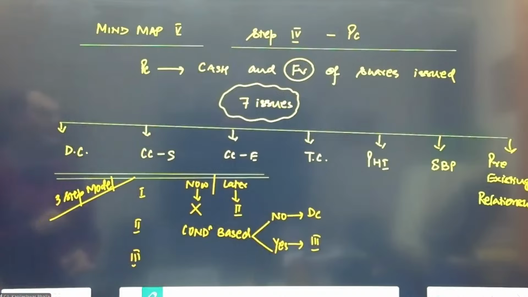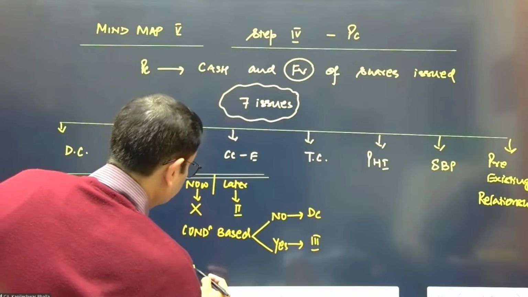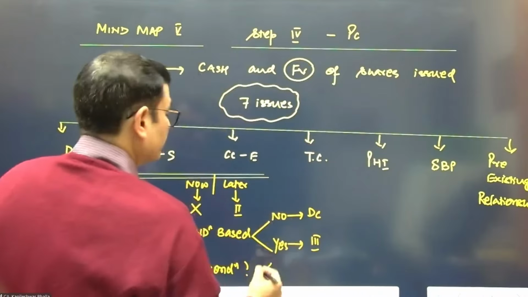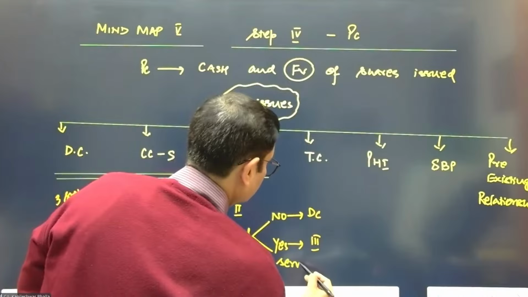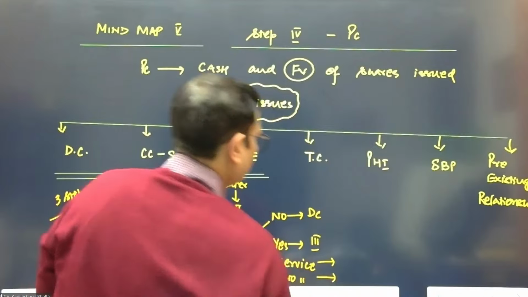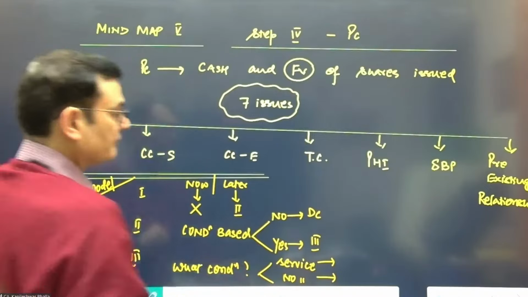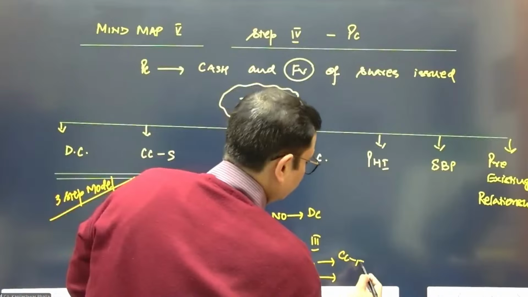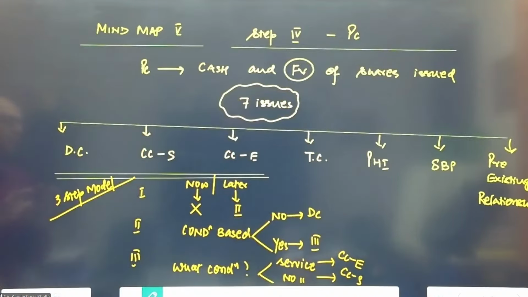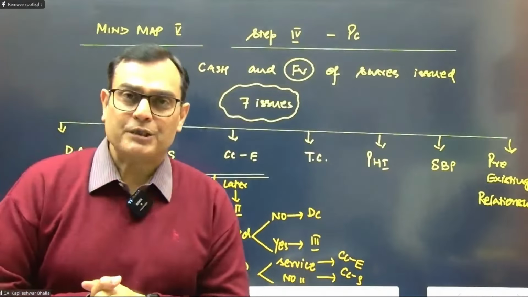It can be a CCS or a CCE. Then you need to see the conditions. What conditions are there? So if there is a service condition and if there is no service condition. If there is a service condition, what do you say? CCE. Wonderful. And if it is not, then it is CCS. So this is one input in terms of trying to map the concept of DC, CCS, and CCE.